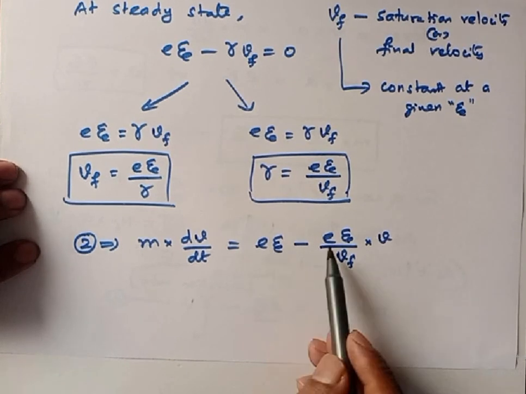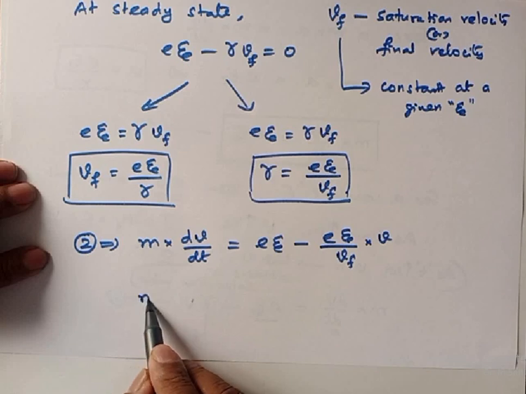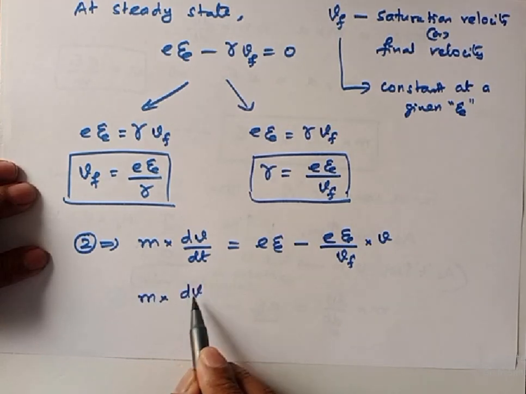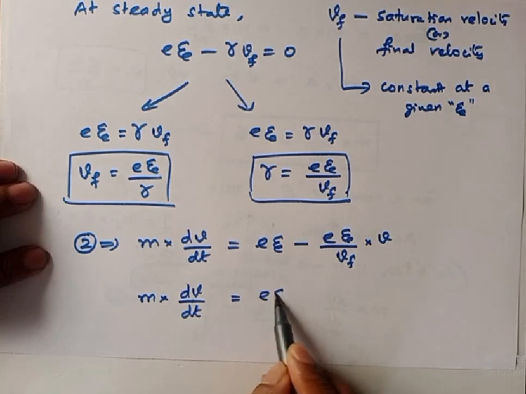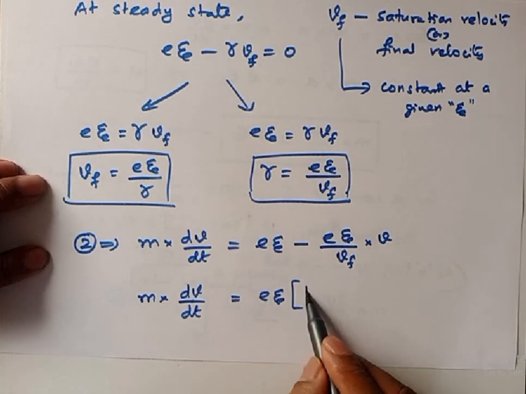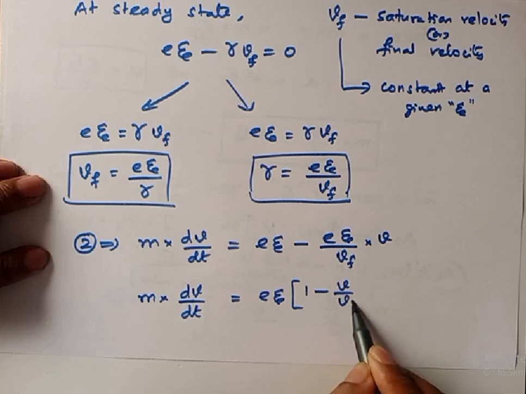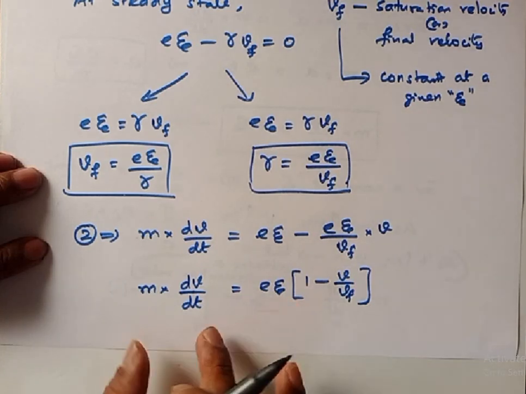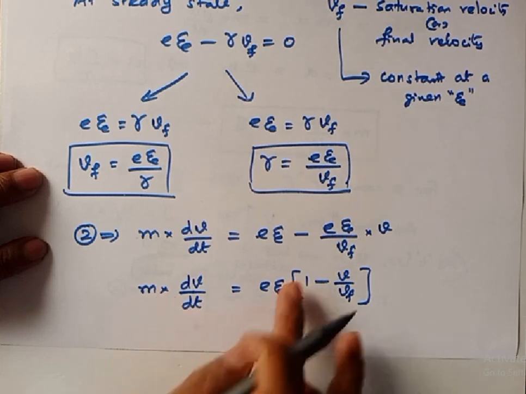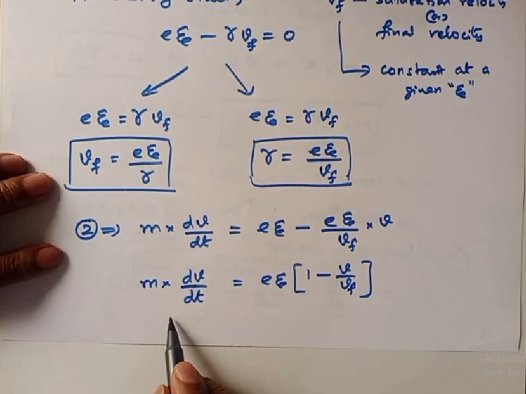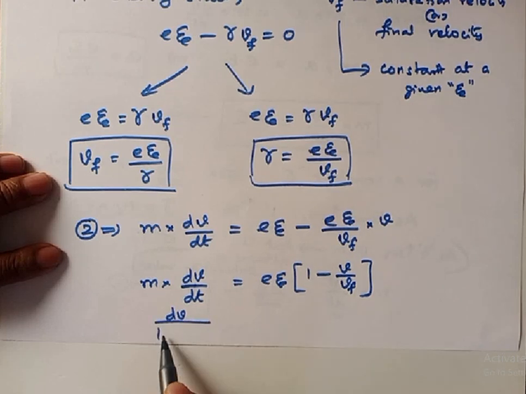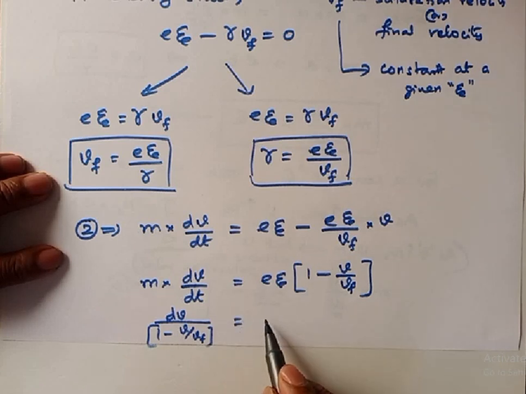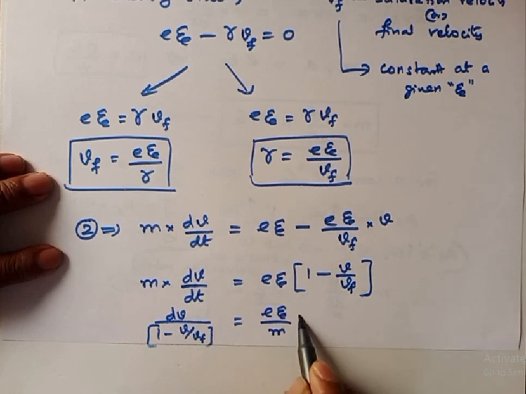Now I'll take E into epsilon as a common term here: m into dV by dt equal to E into epsilon, into 1 minus V by Vf. Now let me rearrange this equation. I'll bring 1 minus V by Vf to the left hand side, and dt to the right hand side. So what we get is dV by 1 minus V by Vf equal to E into epsilon by m into dt.